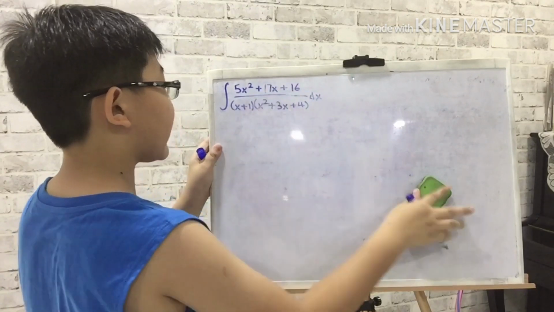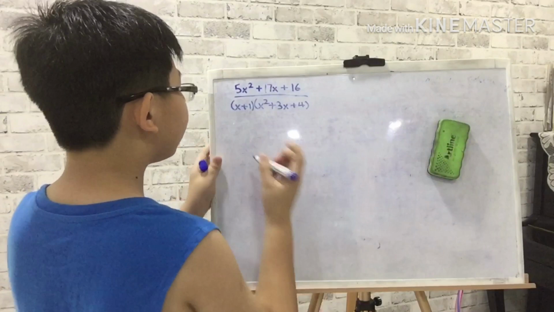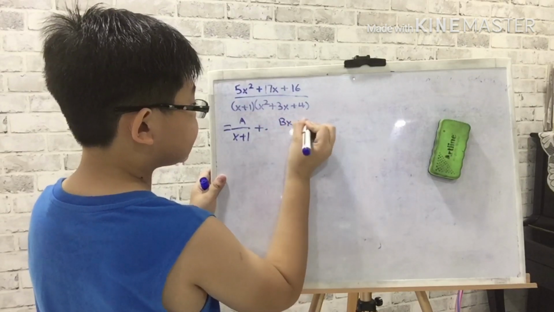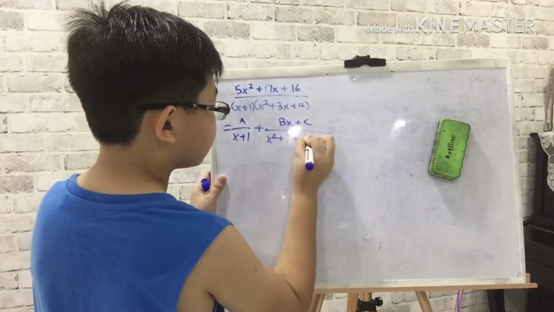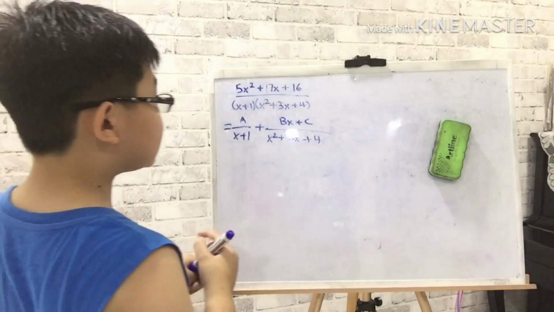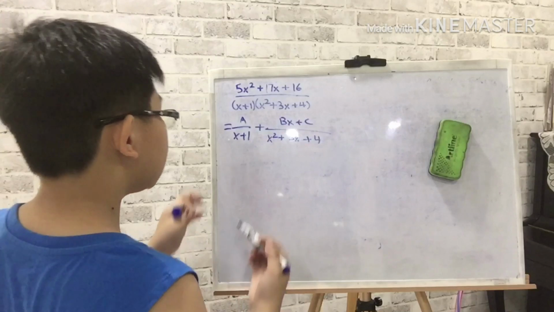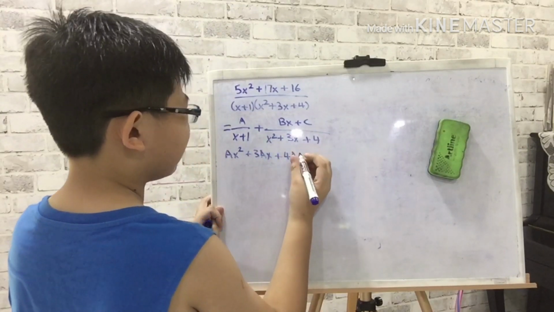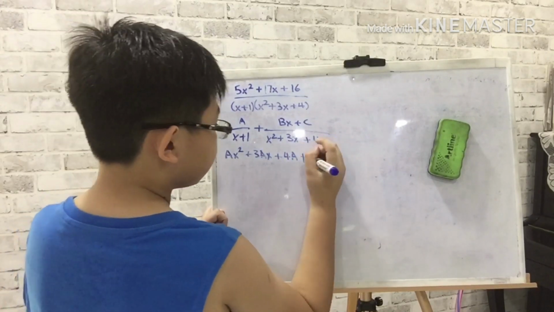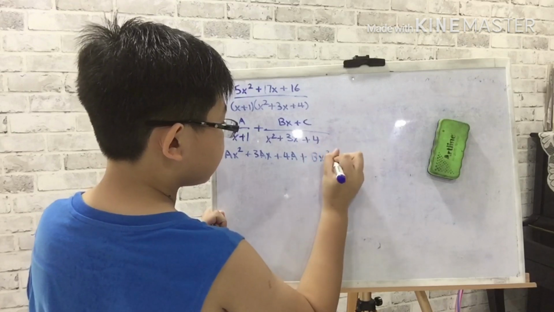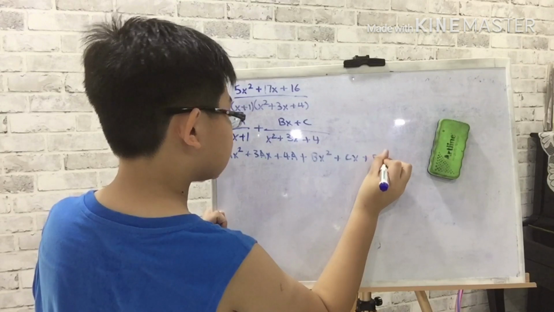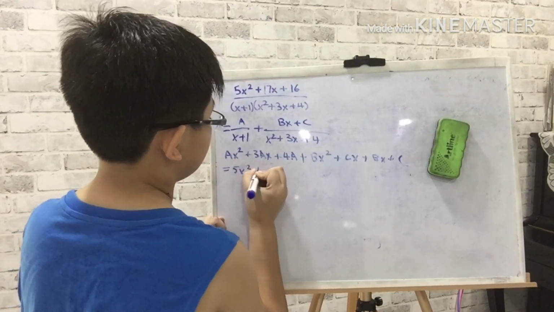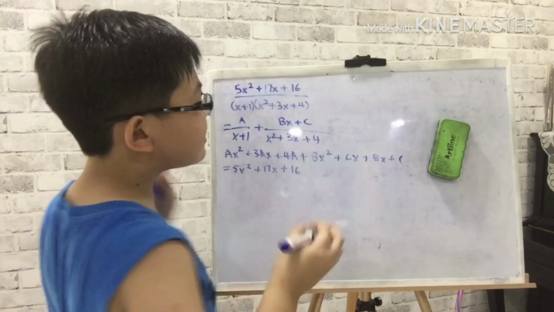So anyway, this whole fraction, I'm not even gonna integrate it yet. This whole fraction can be expressed as partial fractions: A over x plus 1 plus bx plus c over x squared plus 3x plus 4. Now here, we're gonna do the normal partial fraction way, and we're gonna get ax squared plus 3ax plus 4a, and then we're gonna have bx squared plus cx plus bx plus c. Oh wow. And all of this is 5x squared plus 17x plus 16.